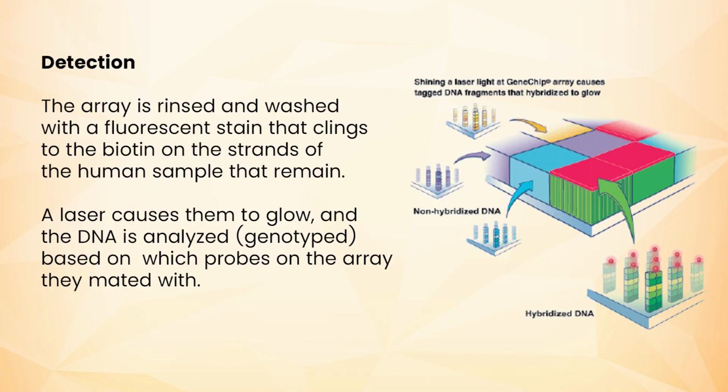Now, when the washing solution is used, all the unwanted strands will be washed off. Only the hybridized pairs will remain there at the site. The next step is to detect these pairs with the help of some signal mechanism. The array is rinsed and washed with a fluorescent stain that clings to the biotin on the strands of the human sample that remain. A laser causes them to glow, and the DNA is genotyped or analyzed based on which probes on the array they mated with, or hybridized with.